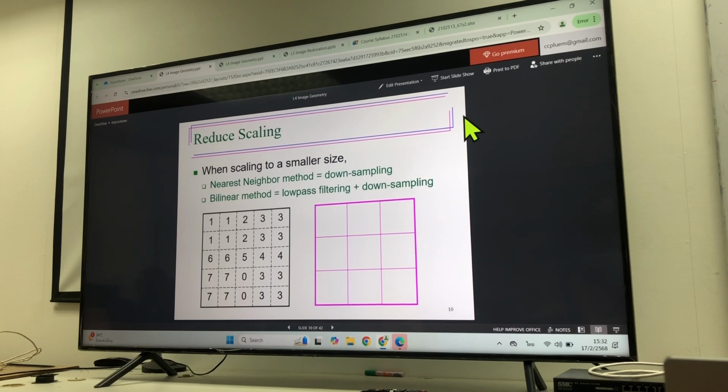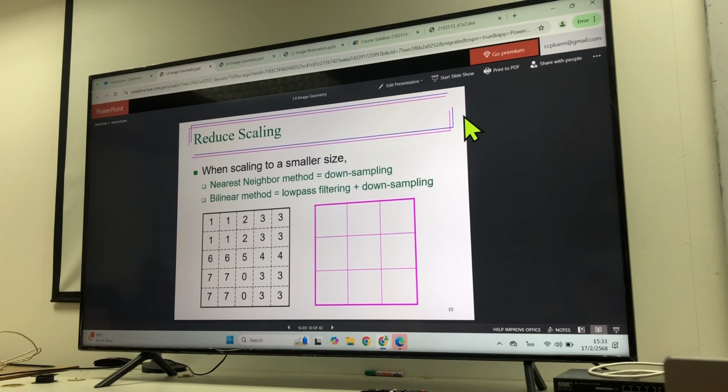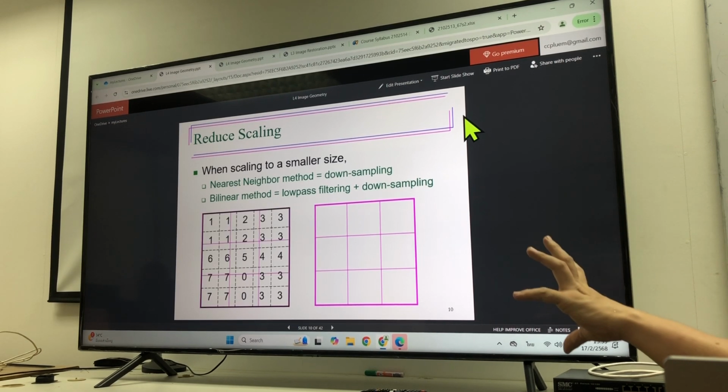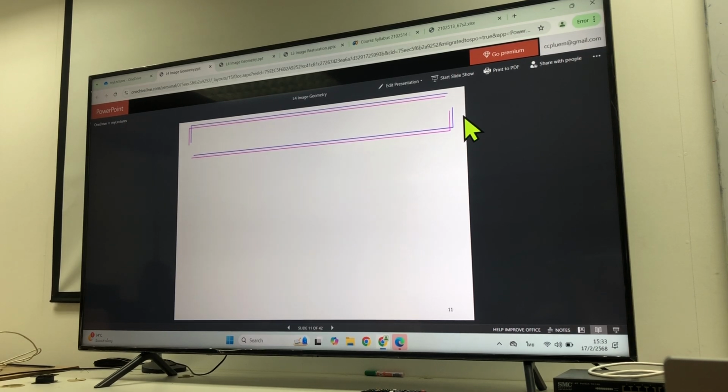Reduce scaling. If you use zoom in, this is what you need to do. If you zoom out, there's usually no problem. The nearest neighbor is just downsampling. The bilinear method is downsampling plus a low pass filter. Zoom out is usually no problem. If you change from 5x5 back to 3x3, you do the same thing, and nearest neighbor just picks the nearest values.